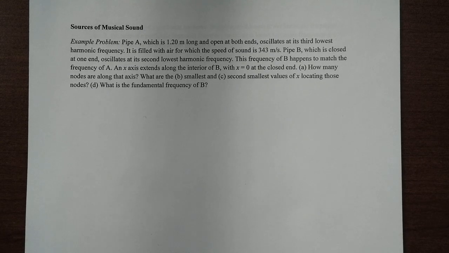This problem reads, pipe A, which is 1.2 meters long and open at both ends, oscillates at its third lowest harmonic frequency. It is filled with air for which the speed of sound is 343 meters per second. Pipe B, which is closed at one end, oscillates at its second lowest harmonic frequency. This frequency of B happens to match the frequency of A.